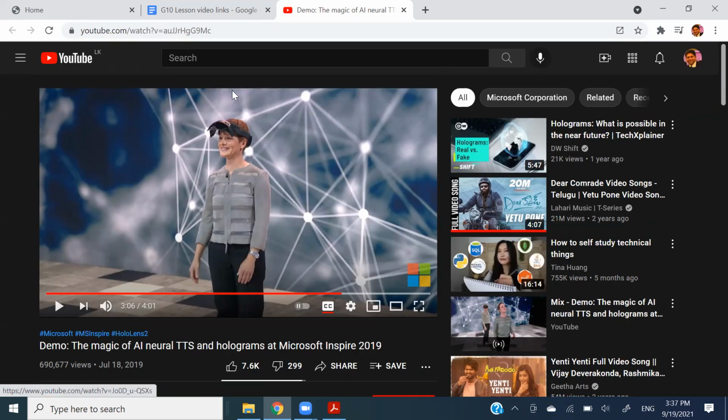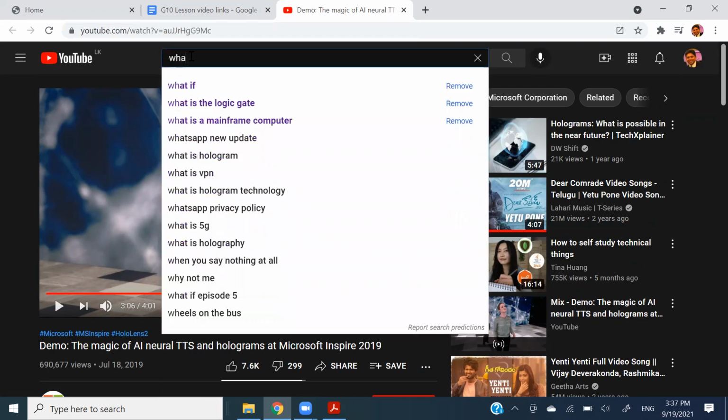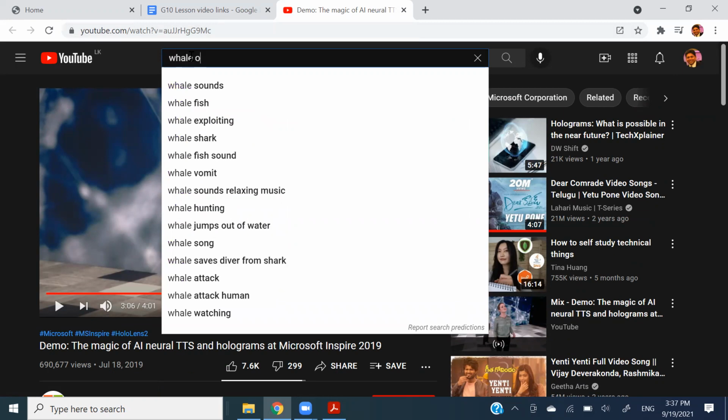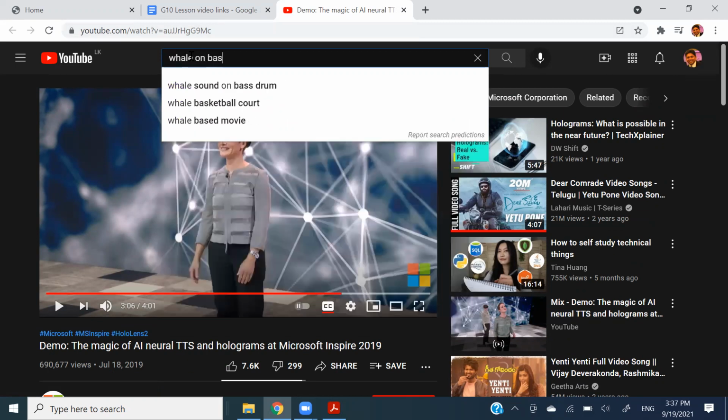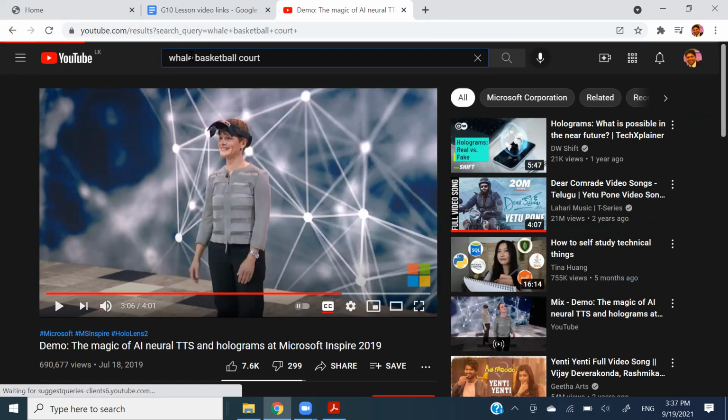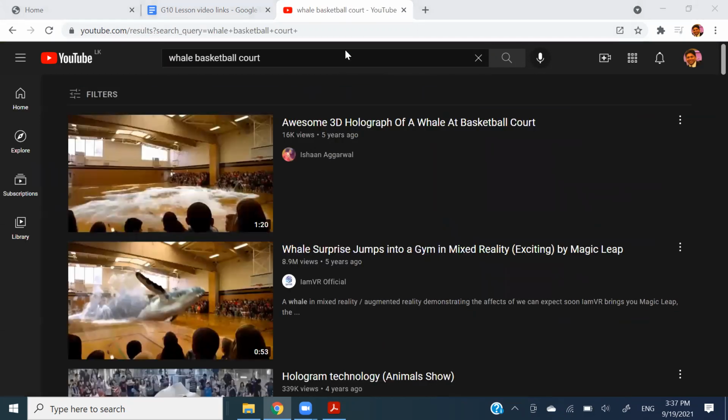And there is this famous hologram regarding the whale on a basketball field, basketball court, right? So I'll show you that for the hologram. And it's a hologram.